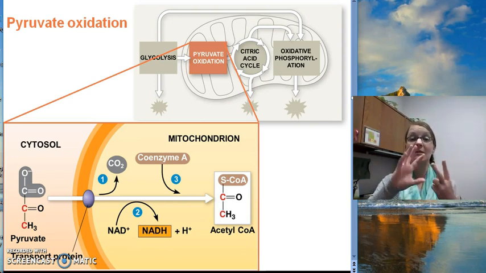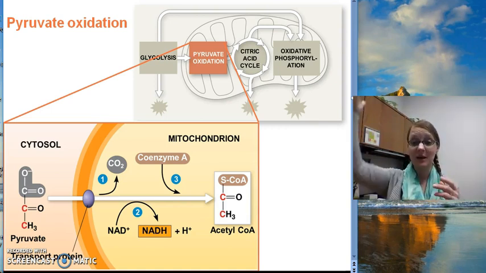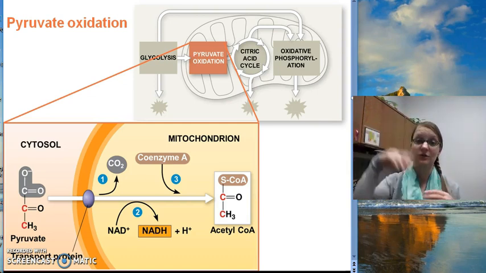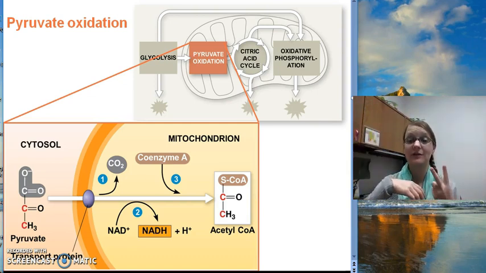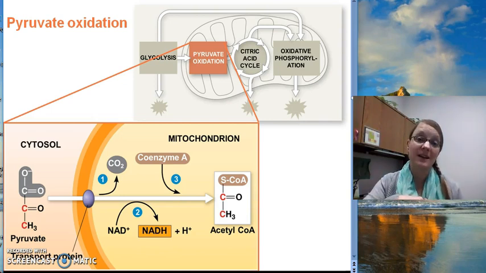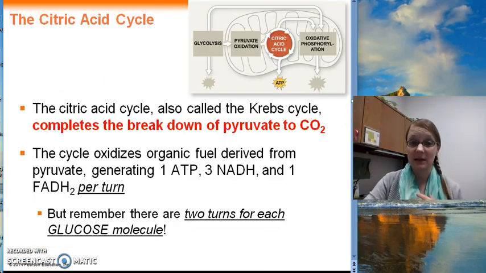Those 2 carbons have a few of those high energy electrons taken away, and those electrons are given to NAD+ to form NADH. And on top of that, we also have a hat added onto those 2 leftover carbons from the pyruvate. Once we add that hat, we've formed our molecule of acetyl-CoA, and then the acetyl-CoA is ready to go into the citric acid cycle.